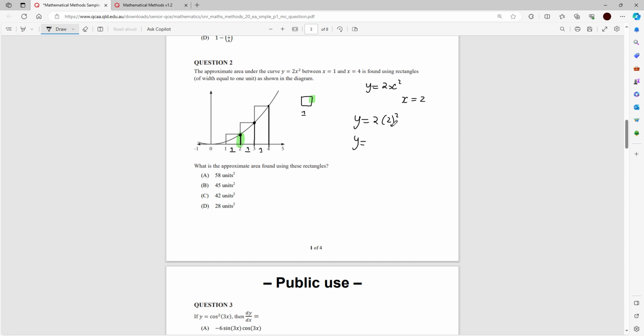So y equals 2 squared, which is 4, times 2 is 8. So the height there is 8, and that is the first rectangle, rectangle 1. Righto. Now we're going to do the same thing for the other 2 rectangles.